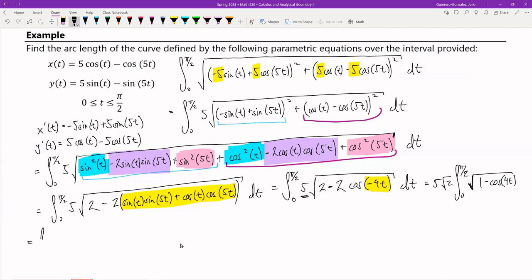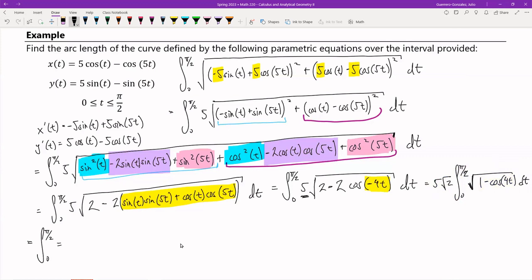Okay, so the integral from 0 to pi over 2. Now I'm going to handle this thing. I'm going to try to get some sort of answer for that. And that's supposed to still be dt, sorry.